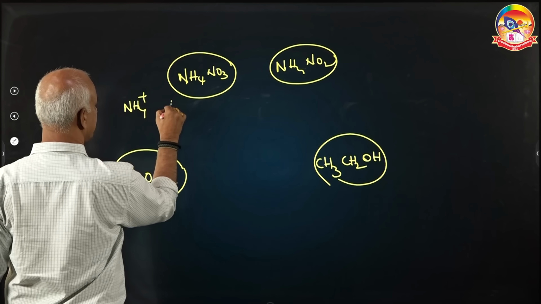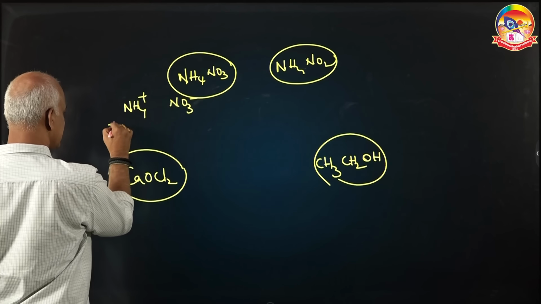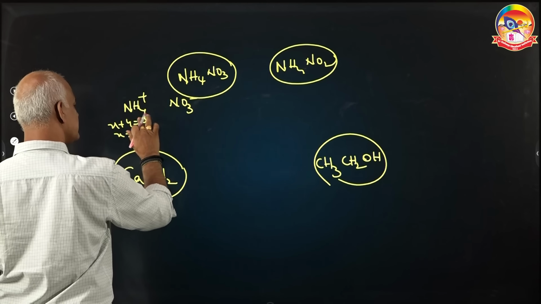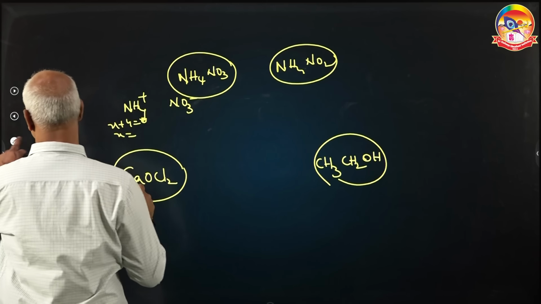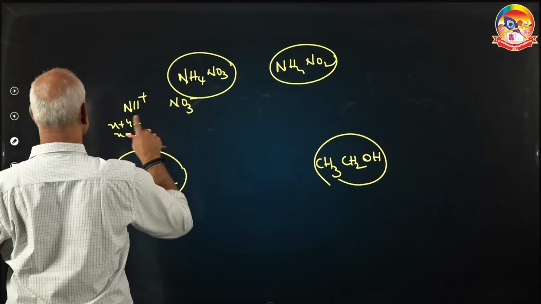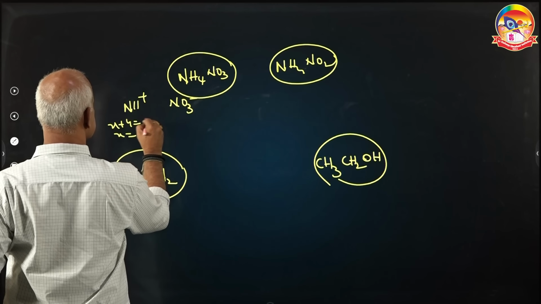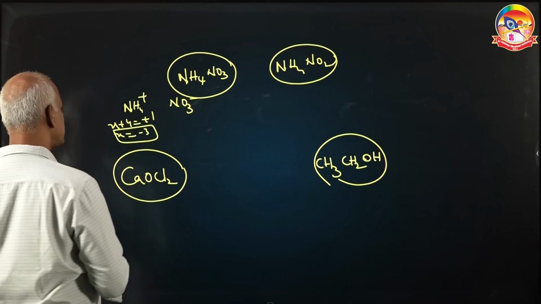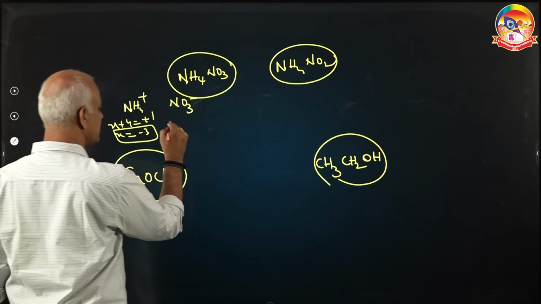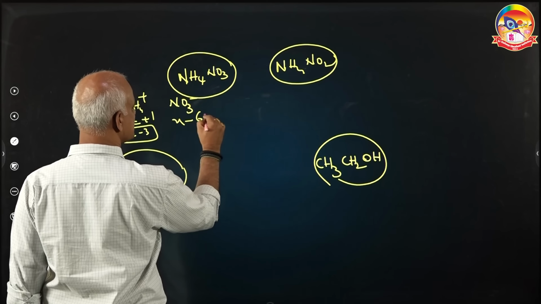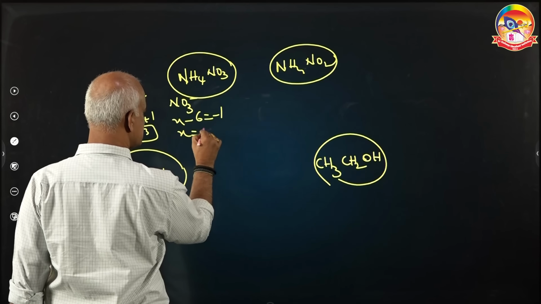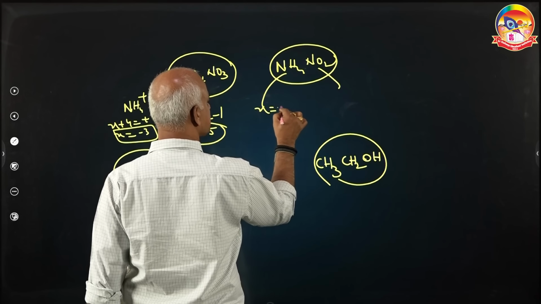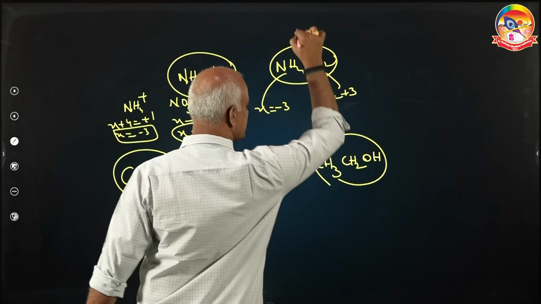NH4 plus, NO3 minus. X plus 4 is equal to +1. X is equal to -3. Oxidation state of nitrogen in NH4 plus is -3. Here it is X, 6 oxygens -6 is equal to -1. X is equal to +5. Similarly, you calculate here, you get X is equal to -3, X is equal to +3.